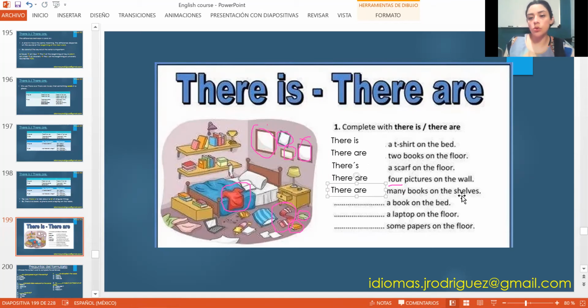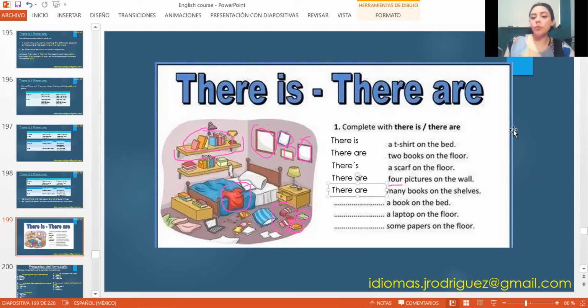Next, many books on the shelves. Those are the books and those are the shelves. Okay, varios libros en las estanterías o en las repisas. Okay, so varios. It's not singular, it's plural, so there are. There are many books on the shelves.